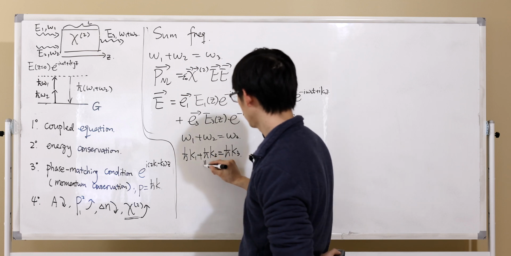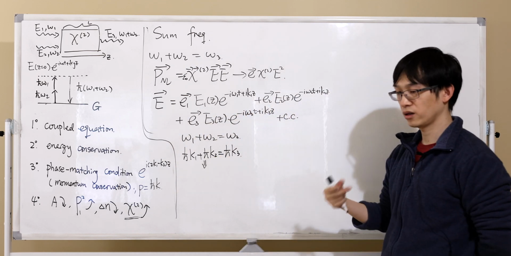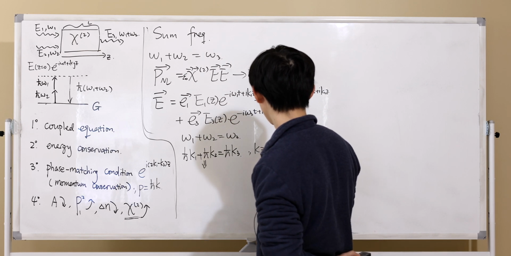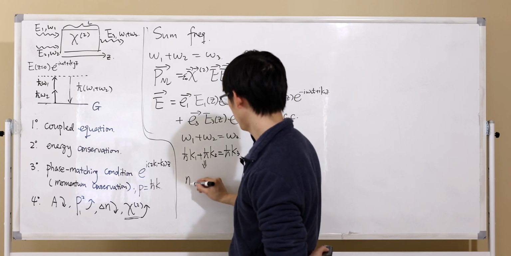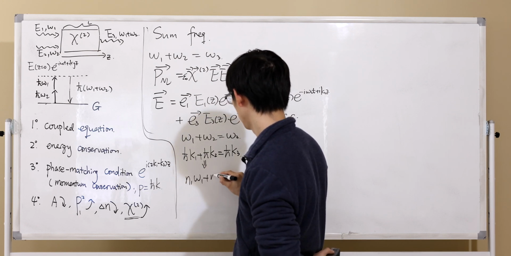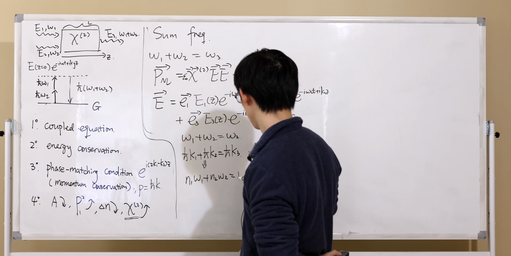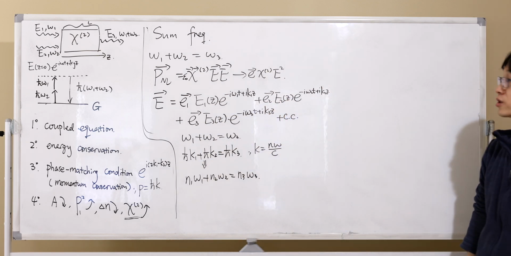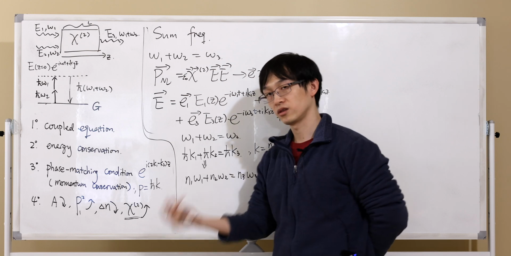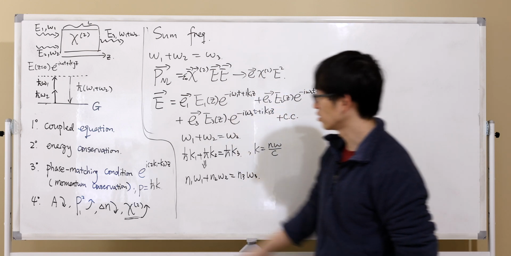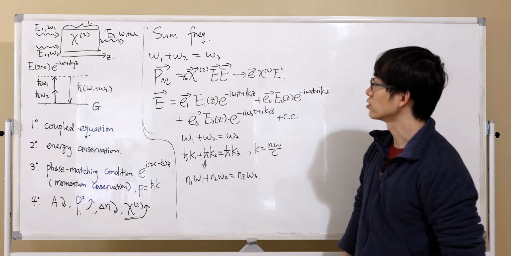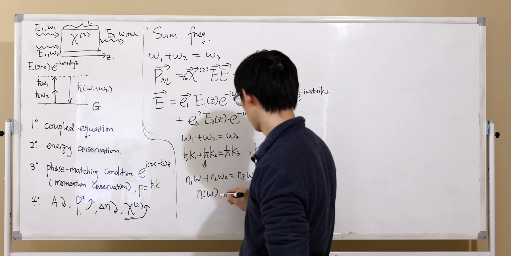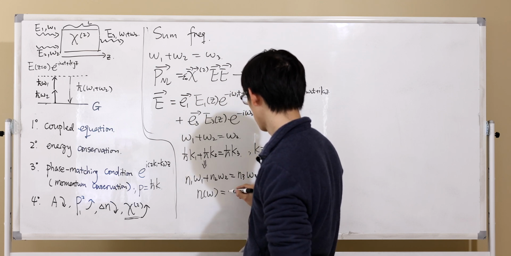And if you plug in the expression of K, what you will see is N1 omega 1 plus N2 omega 2 equals N3 omega 3. Do you guys still remember what the phase matching condition is for second harmonic generation? The second harmonic generation is N omega equals N2 omega.